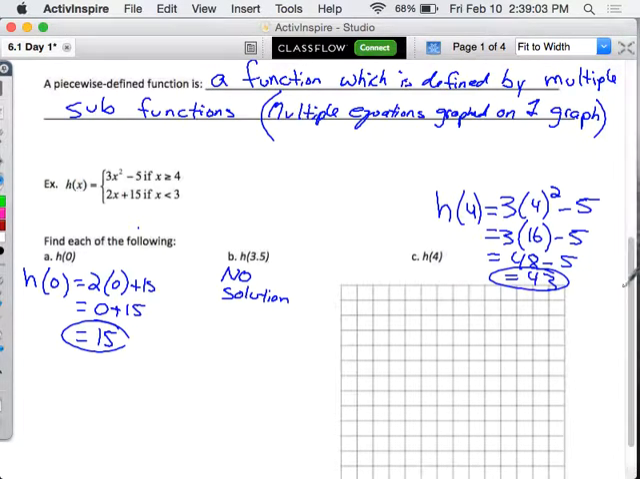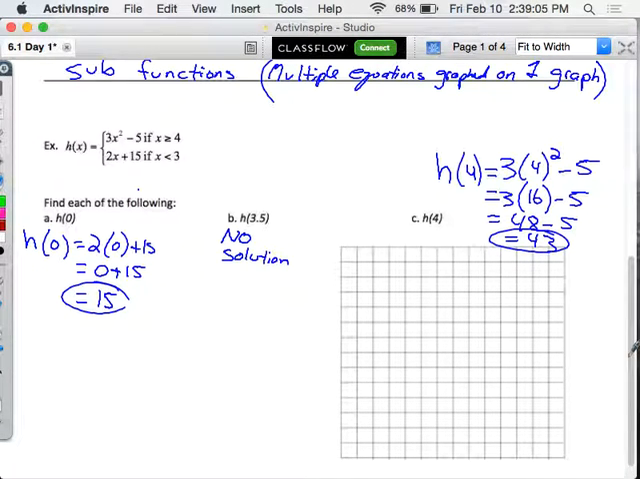Step 2 is graph this thing. To graph it, we are going to make a table. We have 2 different equations that we have to graph. We have to graph 3x squared minus 5, and we have to graph 2x plus 15. All right, so first I'm going to make a table for that top equation. So we'll give ourselves some room here. Okay, first we are graphing 3x squared minus 5.